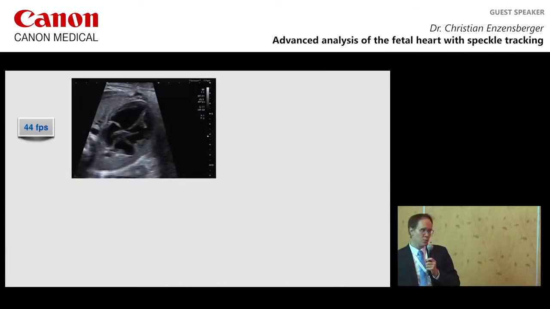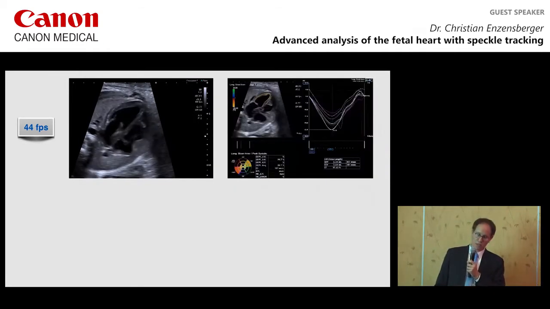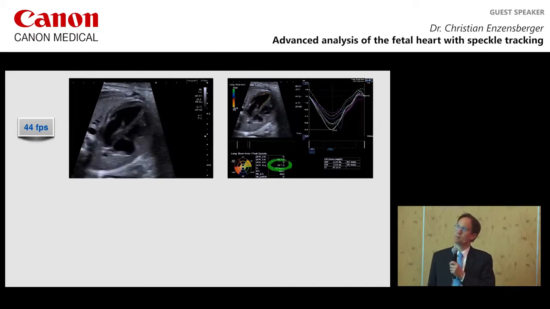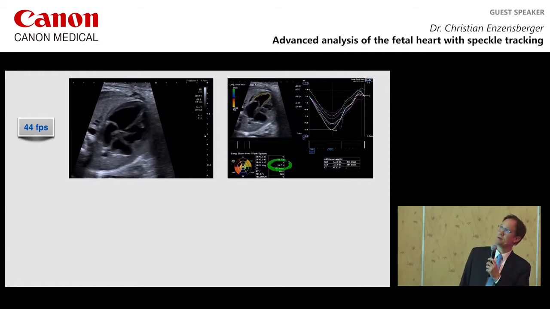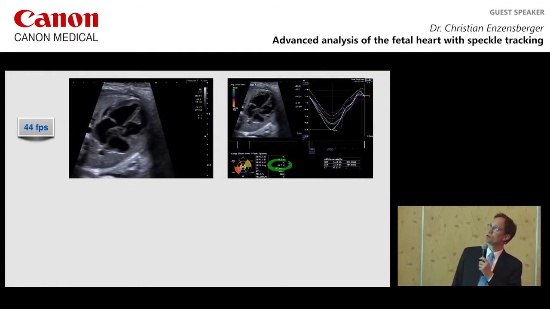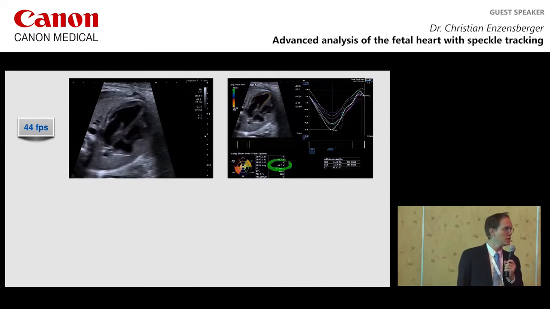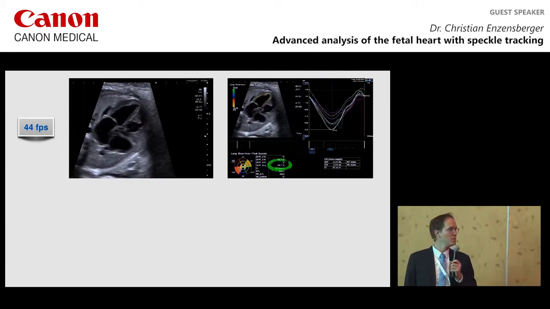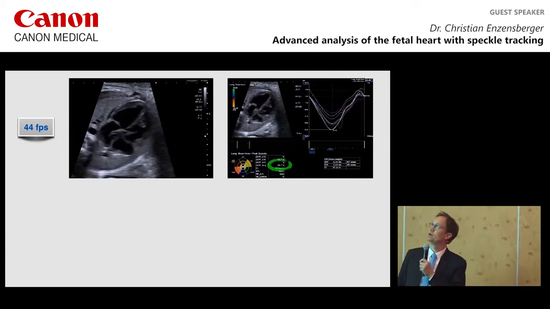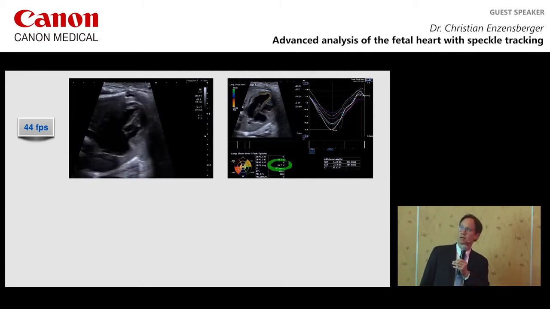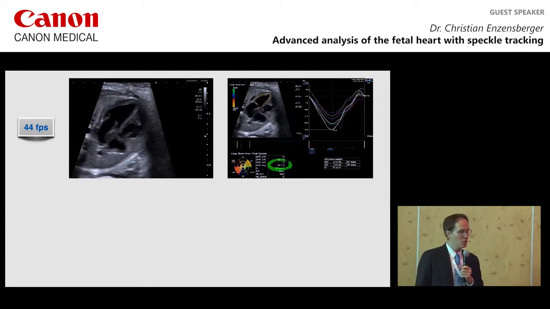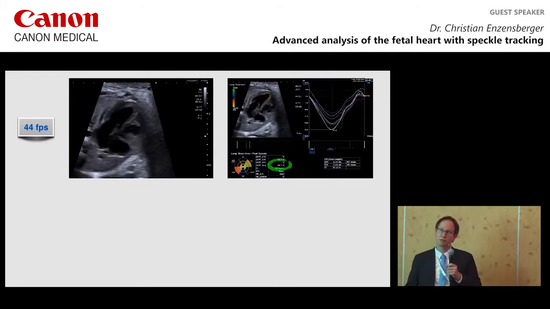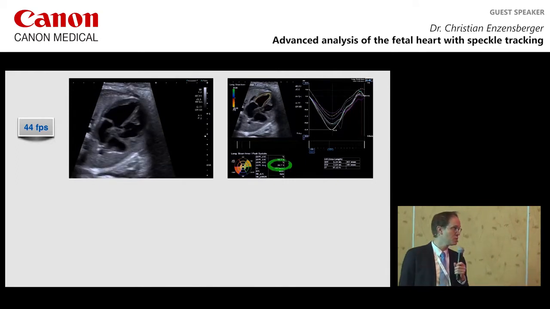Now, as I said, frame rates are definitely a point we have to think about. This is a normal fetal heart. What do you think, what kind of gestational age do we have here? I'm asking because we know that at higher gestational ages we have the problem that our scan range must be quite wide, which automatically reduces the frame rate.